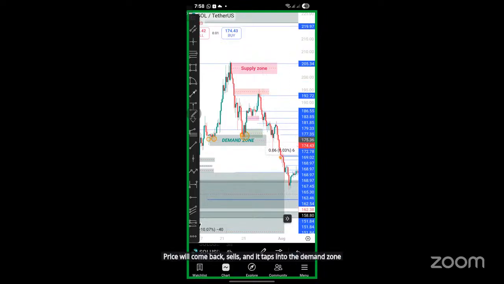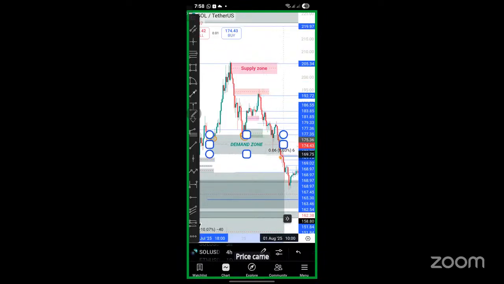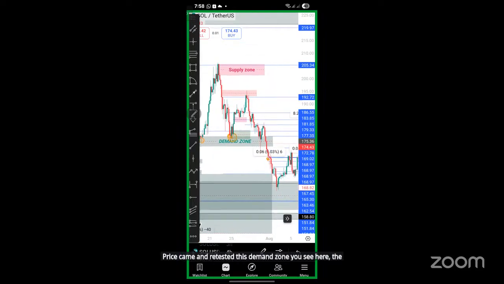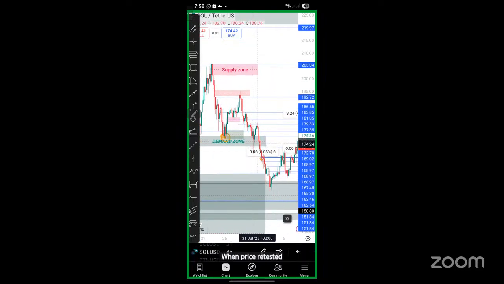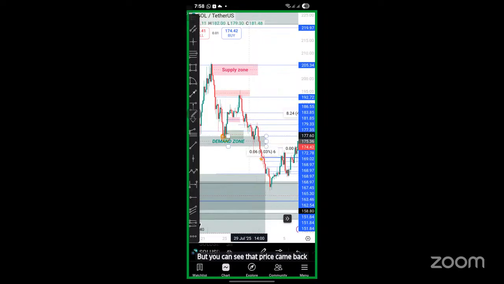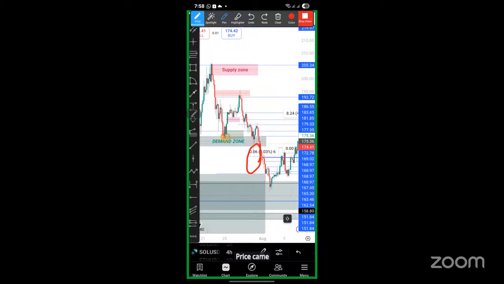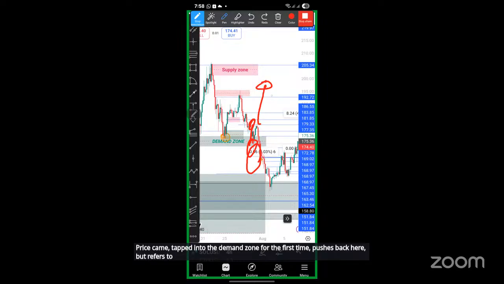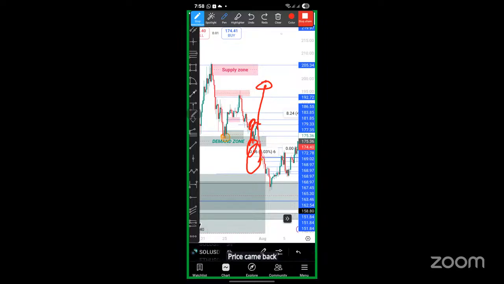You can see that price came and retested this demand zone you see here in the 4 hours. When price retested the demand zone, I wait to buy. If you had bought around this point, you would have taken profit up to here. You understand? But you can see that price came back and broke my demand zone. Price came, tapped into the demand zone for the first time, pushed back here, but failed to continue to the supply zone. Price came back and passed through my demand zone, going to the downward side.